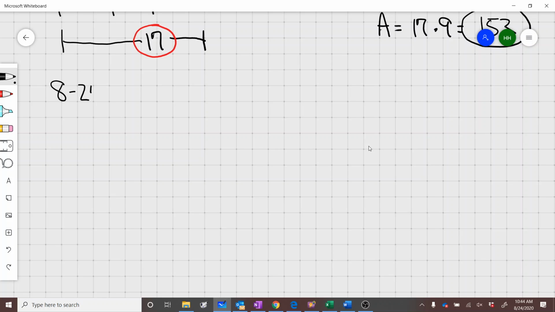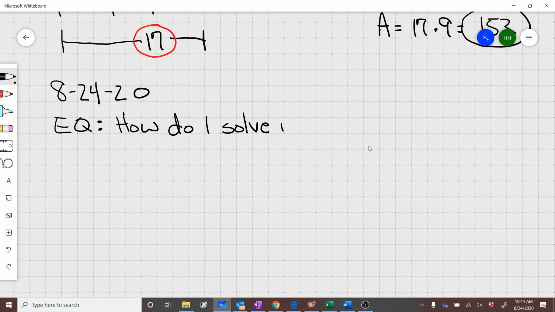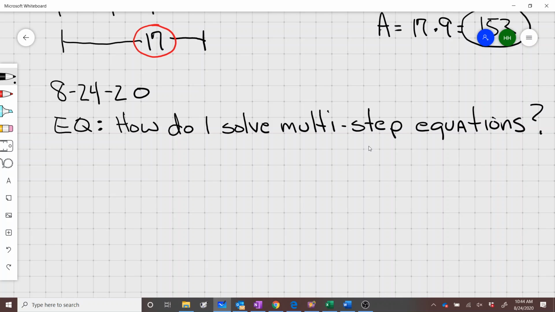8, 24, 20. And we'll go with an essential question. How do I solve multi-step equations? How do I solve multi-step equations?